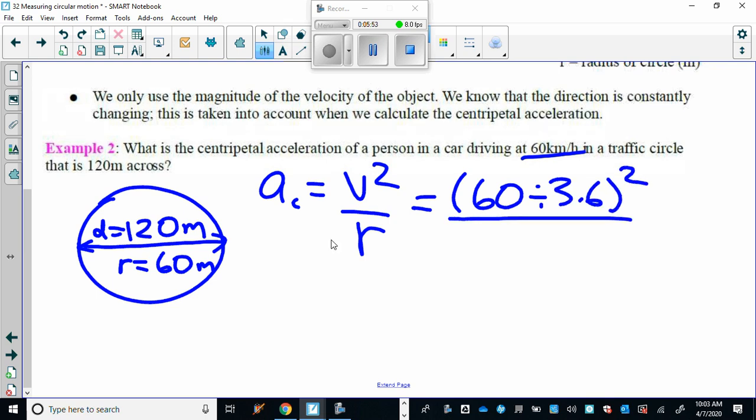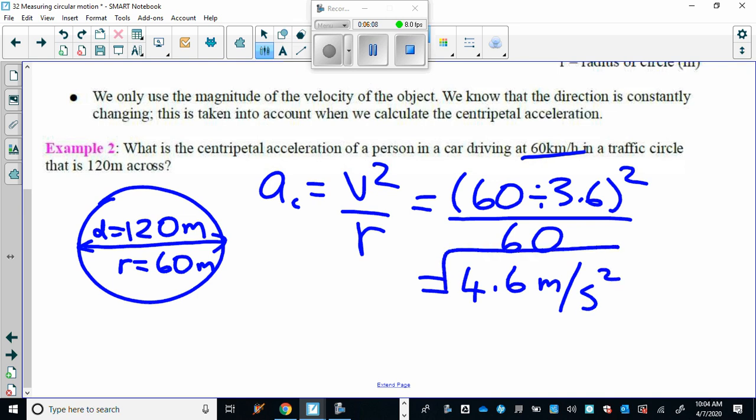Don't forget to square it. Stick all that into your calculator, and that is going to give you an answer of 4.6 meters per second squared. So that's the centripetal acceleration of the person driving in the car.